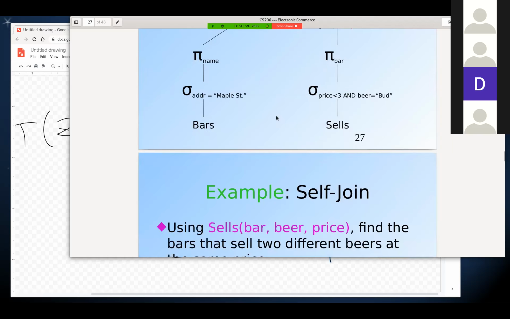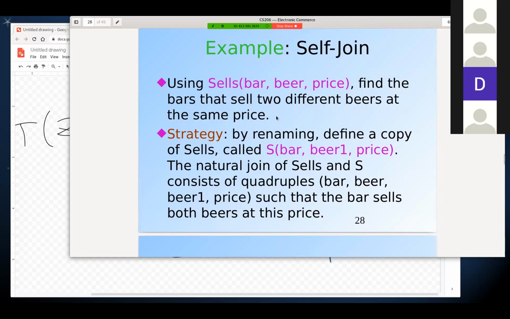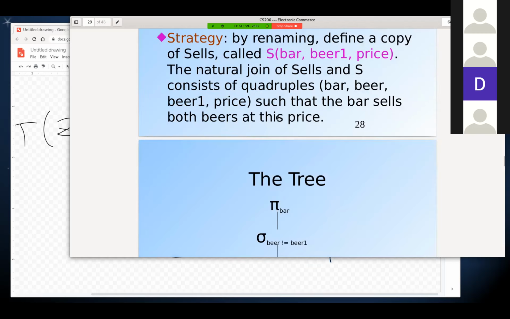Now, self-joins are something that will come up, and you're going to see a lot of this in your recitation. Basically, we'd say something like: find the bars that sell two different beers at the same price. This is going to require a self-join. We're going to have to join Sells with Sells, because we're looking at the same bar, but two distinct beers at the same price. So how do we do that? We do it the following way.